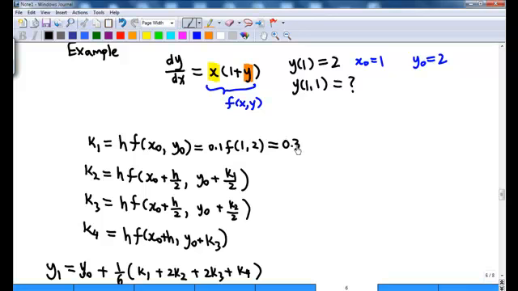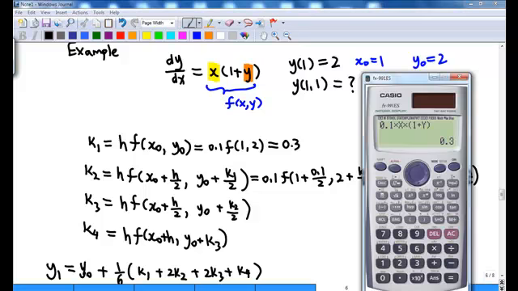Then I'm going to find K2. Now K2 is h, 0.1, times f of x0 plus h over 2, which is 1.05, and y0, which is 2, plus K1 over 2. So this is equal to 0.1 times f of 1.05 and 2 plus K1 over 2. So let's see what this K2 is equal to. I call my calculator again.